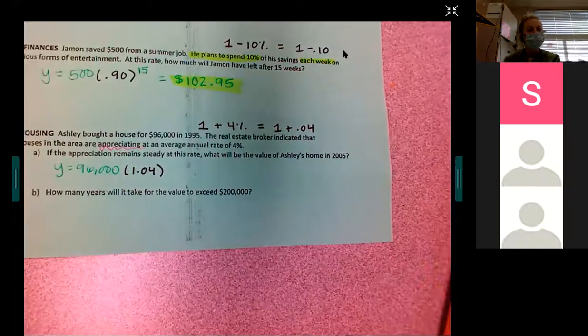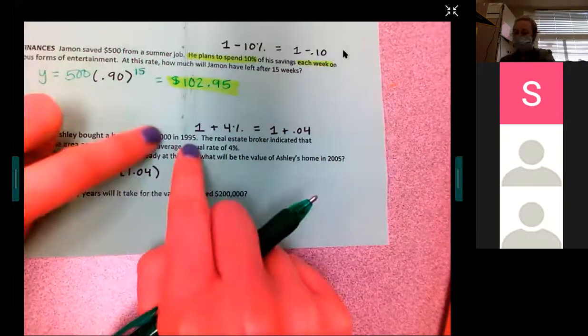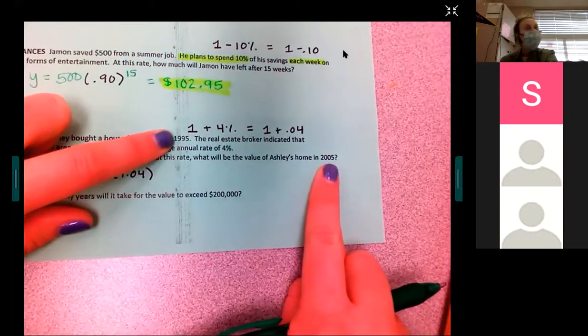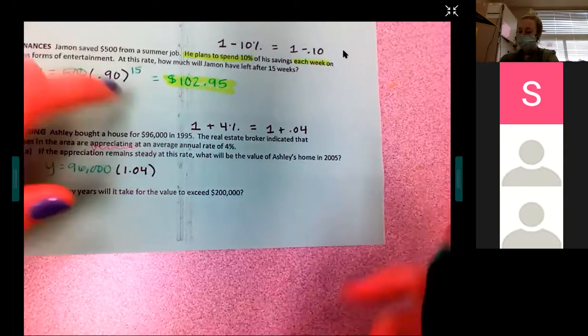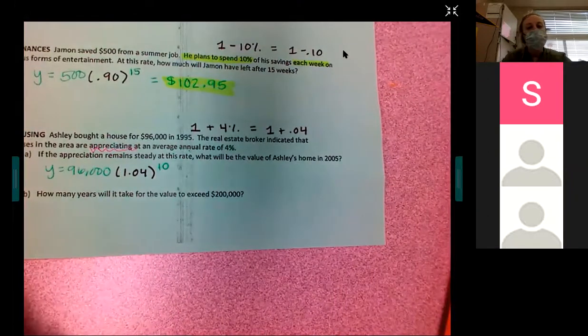Okay. So she's thinking ahead. Everybody at home, listen. When did we buy the house? What year? 1995. What year is it now? 2005. So how many years has it been? 10. Very good. So you would raise that to the 10th power, and that will tell you the value of the house.